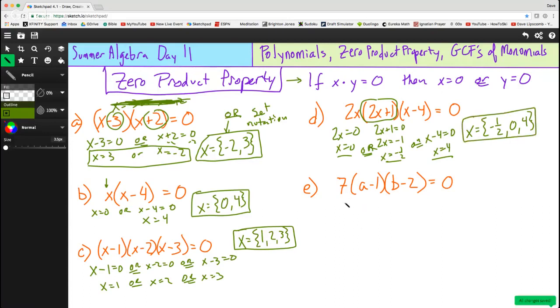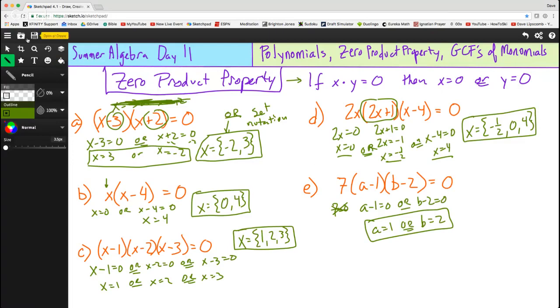And finally, we got, well, 7 equals 0. Well, that's never true, so who cares? A minus 1 equals 0, or b minus 2 equals 0. So here we have a equals 1, or b equals 2. So we write it like this. We can't write that in set notation because this one says a and this one is b. So that's two different variables. Okay. All right, that's the zero product property.